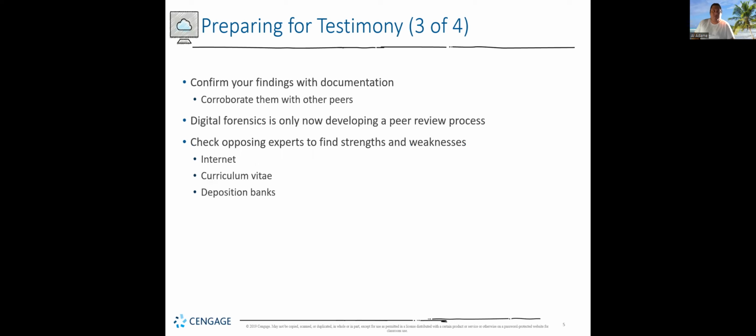Confirm your findings with documentation. Corroborate them with other peers. It means compare your notes with other people that work in the same field as you. Digital forensics is only now developing a peer review process. Check out opposing experts to find strengths and weaknesses: the internet, curriculum vitae, deposition banks.